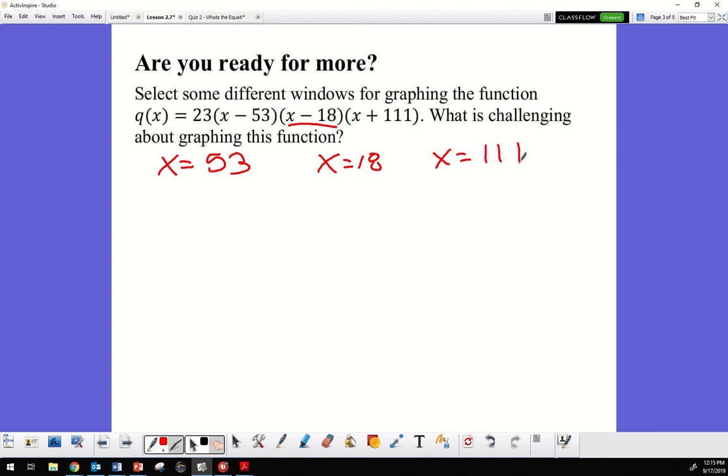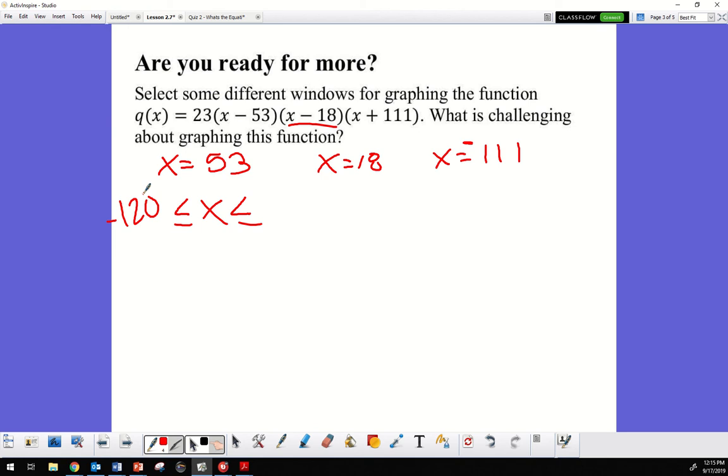All right, now let's take a look at my viewing window for my x's. What is my lowest x? 18. -18. Oh wait, this is a negative. I'm sorry, that should be a negative right there. -111. Okay, so it's going to be negative. Yeah, let's do 120. Okay, I'll do that one.